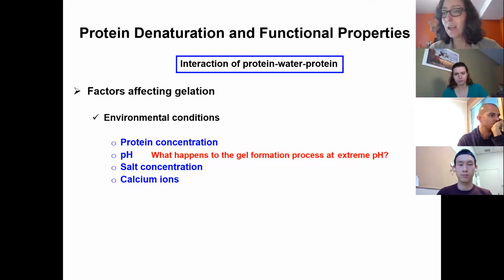So you don't want aggregation to happen. You want a nice formation of soluble aggregates, then a network of those aggregates, and then a complete stabilized network. Any fast change might cause protein-protein interaction, and you will get an aggregate rather than a gel.